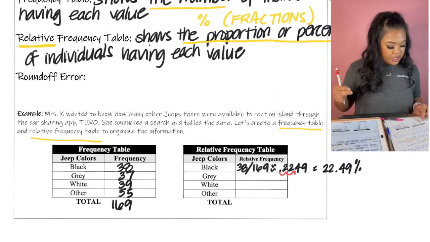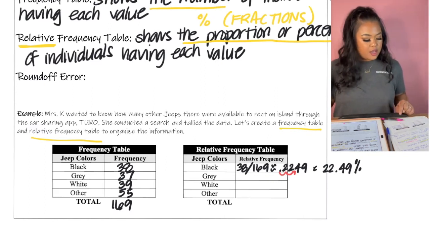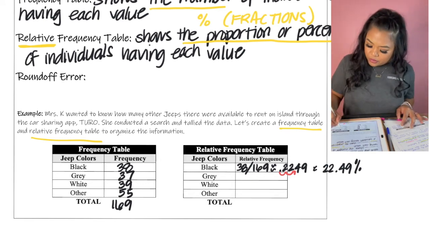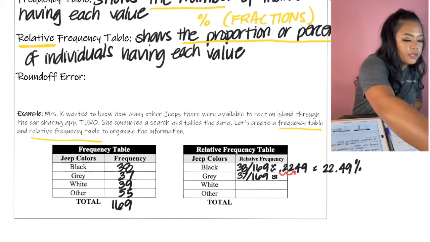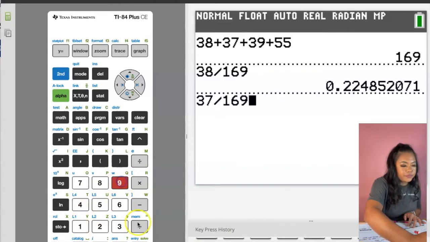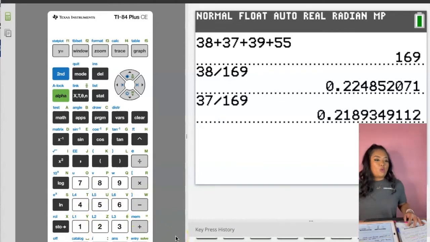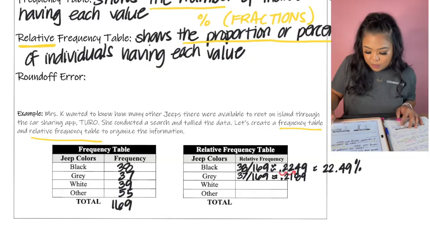So we're going to do it for the gray Jeeps, the white Jeeps, and the other colored Jeeps. For gray Jeeps, there were 37 out of 169. So we're going to do the same exact thing we just did: 37 divided by 169. That's going to be 0.2189349. We're not going to have to include all that. So this is going to be 0.2189.